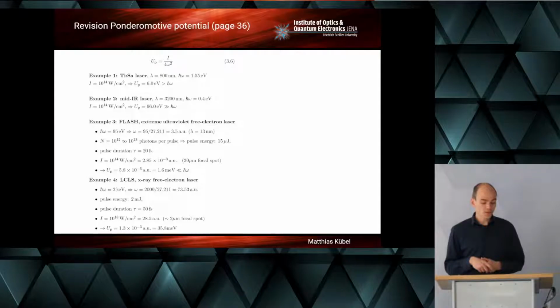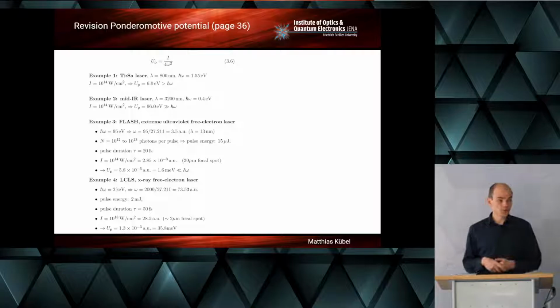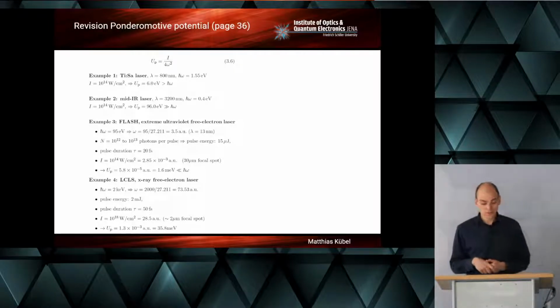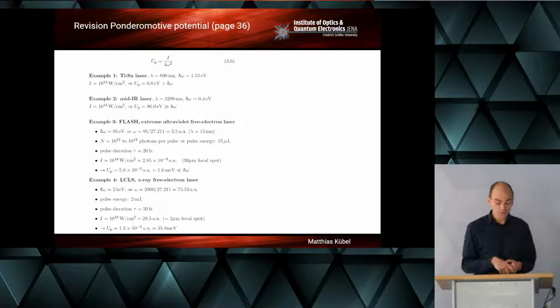And then if you go to a mid-IR laser instead, for example 3.2 micrometers, then the photon energy is only 0.4 eV, but because of this lambda squared scaling, or 1 over omega squared scaling, we have a ponderomotive potential of 96 eV, which is really much, much higher than the photon energy. So here you might expect that the photon character of the field is really not that important.